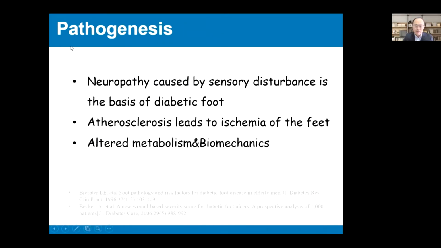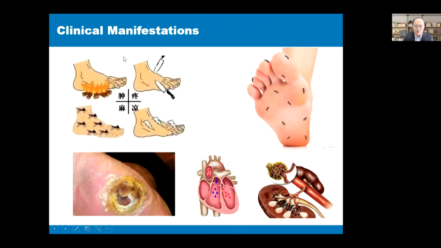So what is the pathology? Anybody can know that neuropathy and atherosclerosis lead to ischemia of the feet. The metabolism and the biomechanics are well known. The clinical characteristics are very easy to diagnose.